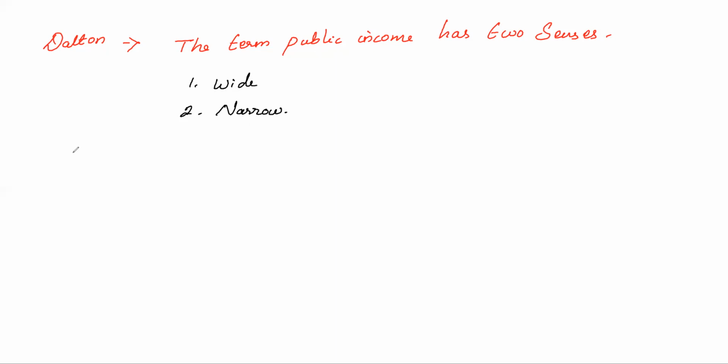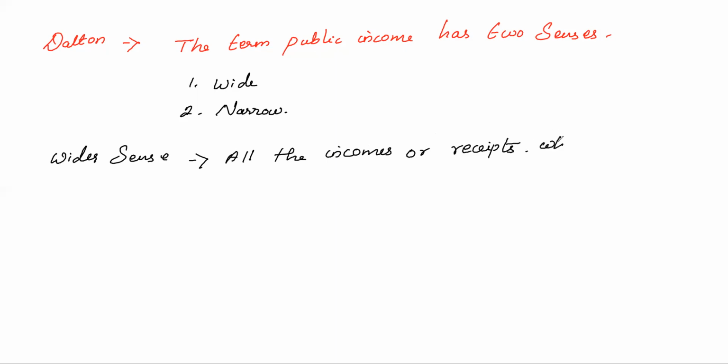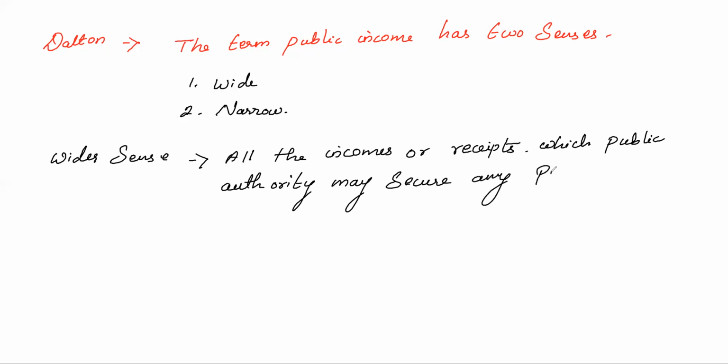In the wider sense, it includes all the incomes or receipts which a public authority may secure during any period of time. That's all.